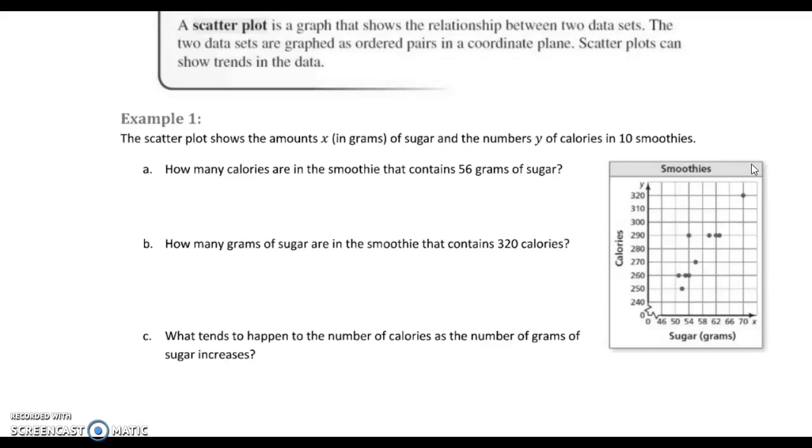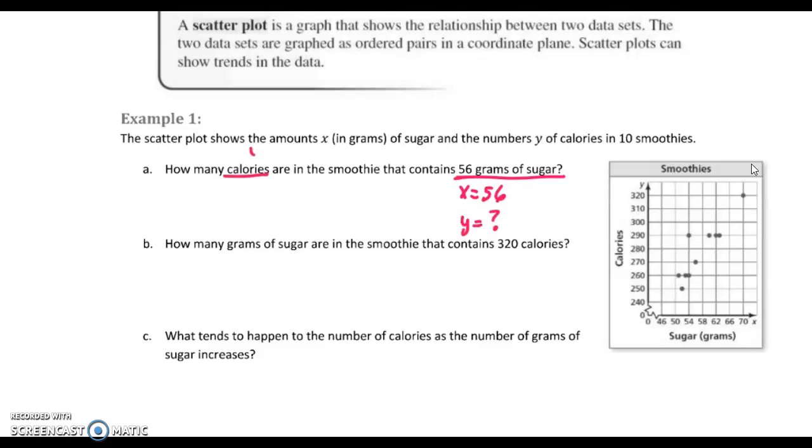So, over here on our graph, we see this scatter plot. X is the number of grams of sugar in a smoothie, and Y is how many calories the smoothie has. Example A says, how many calories are in a smoothie that contains 56 grams of sugar? So 56 grams of sugar was X. When X equals 56, they're basically saying Y is what?